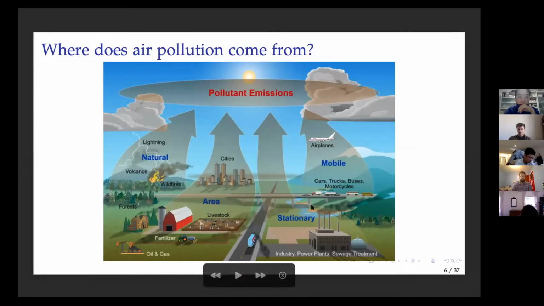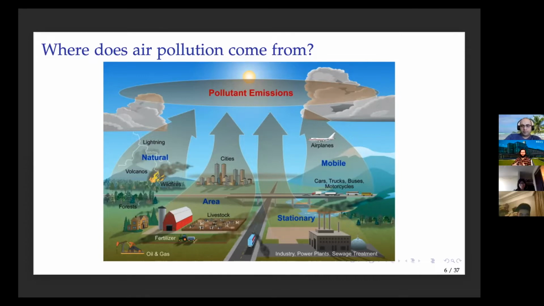And then lastly, a lot of our economic activity is what we call stationary source of pollution. So operation of industry, power plants, sewage treatment, other stationary sources that are things we've built up and we use to perform a lot of economic activity contributes greatly to air pollution problems.